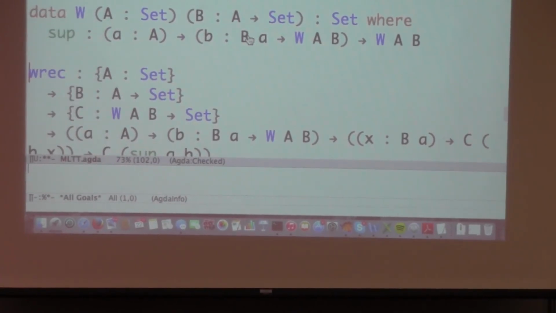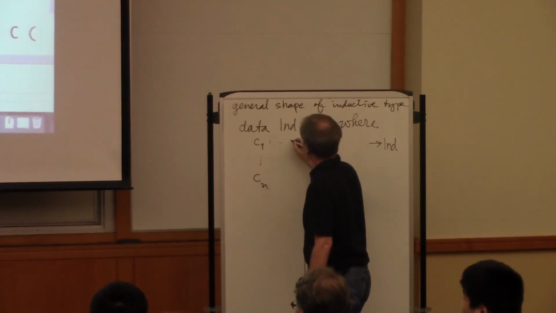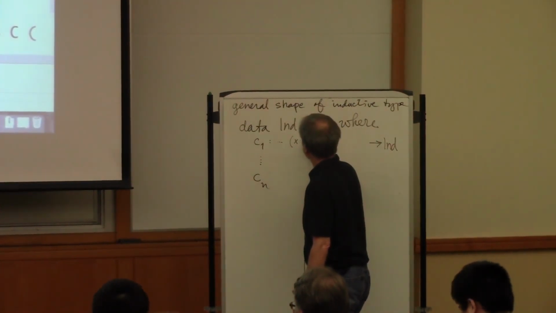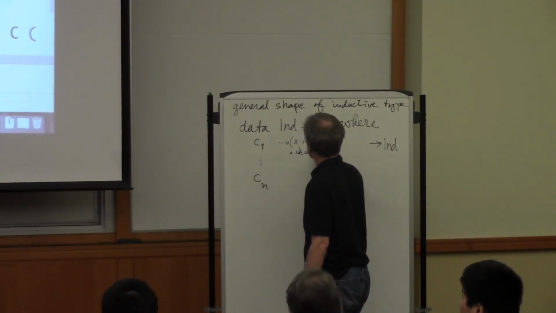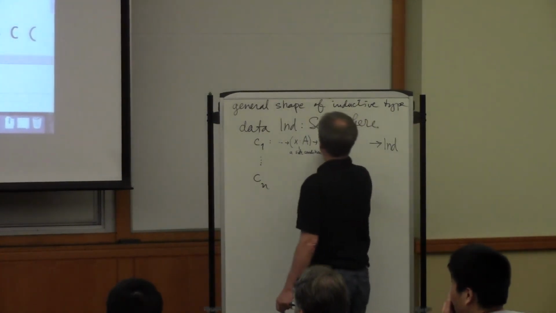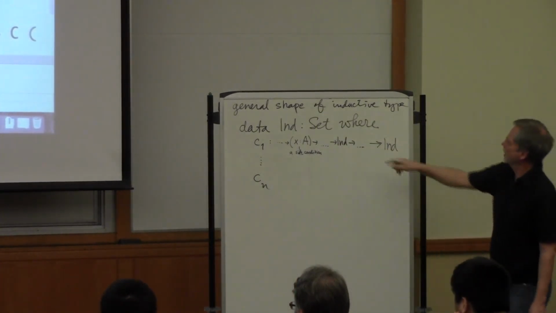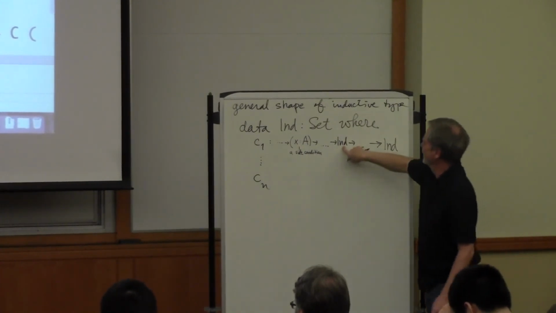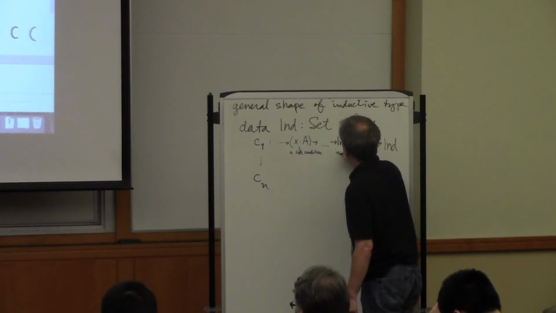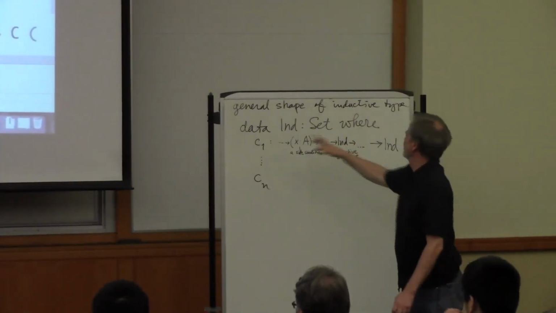So each constructor can have arbitrarily many arguments, but they are classified as either side conditions or inductive premises. Let me write one generic side condition here. And then there are the inductive premises. In the case of an ordinary inductive definition, this just refers to the type we are defining ourselves, so an inductive argument. So this is the shape of an ordinary inductive definition.